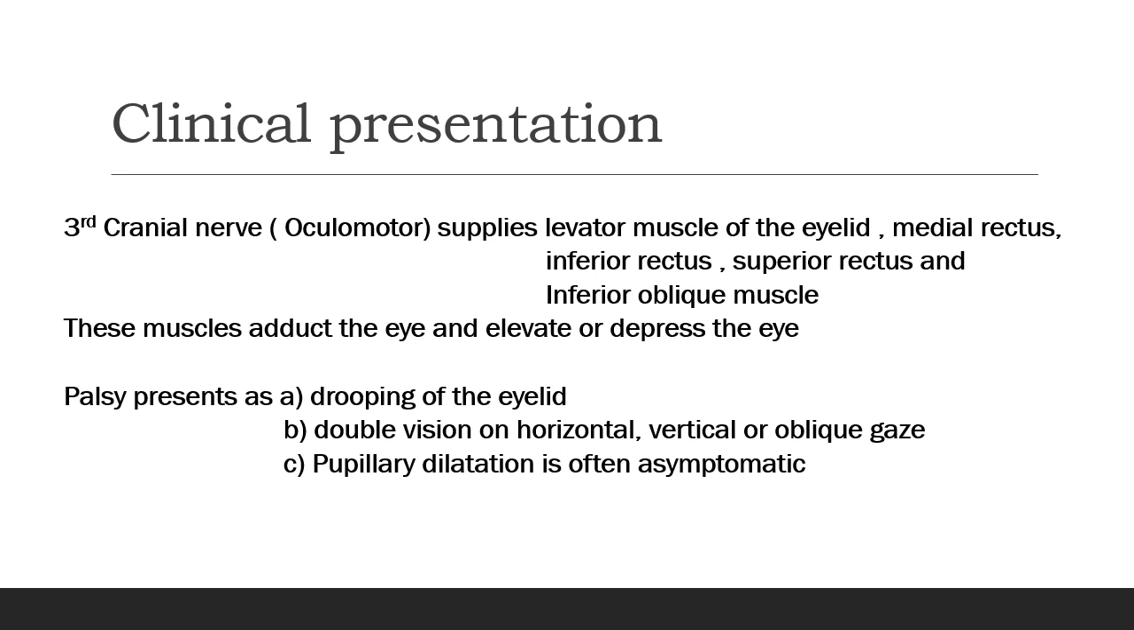As you will be knowing, as learned from the standard textbooks, the third cranial nerve or the oculomotor nerve supplies the levator muscle of the eyelid and the three rectus muscles, that is the medial, inferior and superior rectus. Well, we know that the lateral rectus is supplied by the sixth cranial nerve. It also supplies the inferior oblique. So essentially the nerve adducts the eye and elevates or depresses the eye.